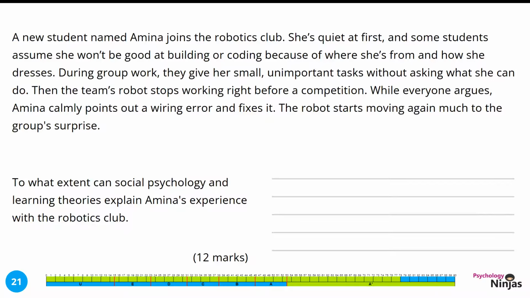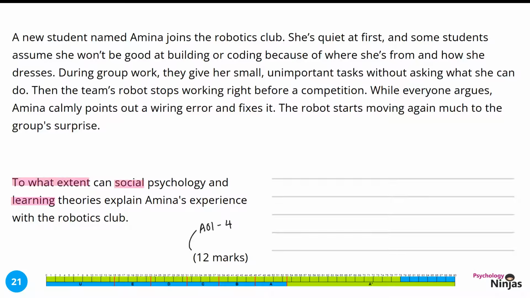12 marks. Here we have the command word "to what extent," which requires us to come to some judgments about how much these explanations have been effective in explaining this situation. Our explanations within social psychology and learning theories are going to form the AO1 for this particular question. The marks are equally split in this question, which means that there are 4 marks available for our knowledge of both social and learning theories.